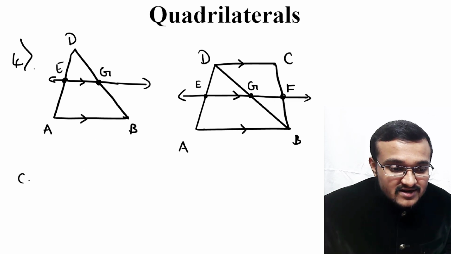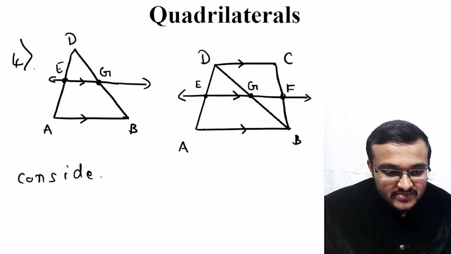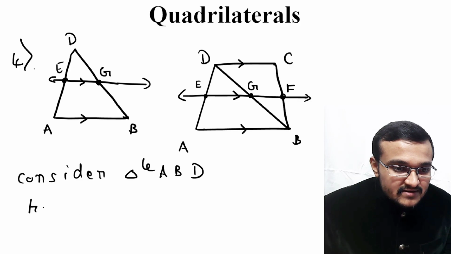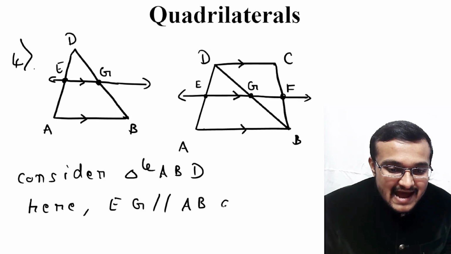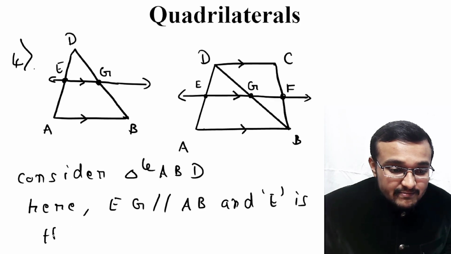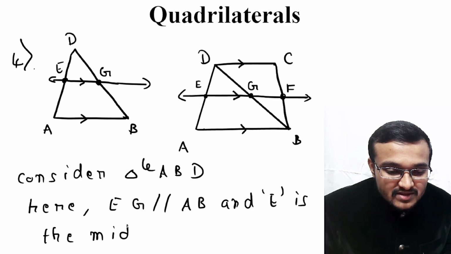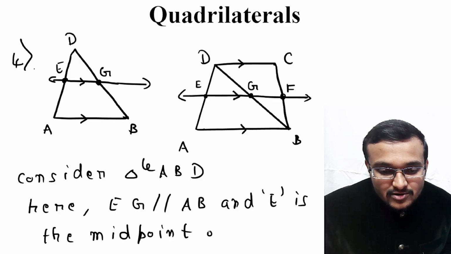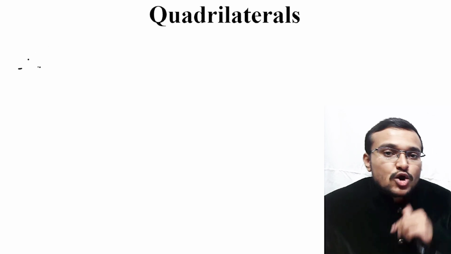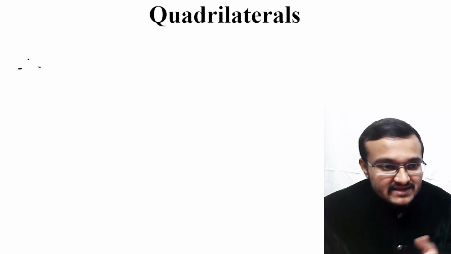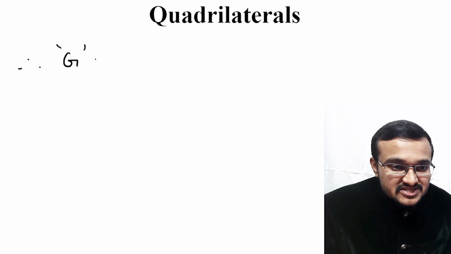Now consider triangle ABD. Here EG is parallel to AB and E is the midpoint of AD. If this is the case, then straight away we can use the converse of the midpoint theorem, that is theorem 8.9, and we can conclude G is the midpoint.